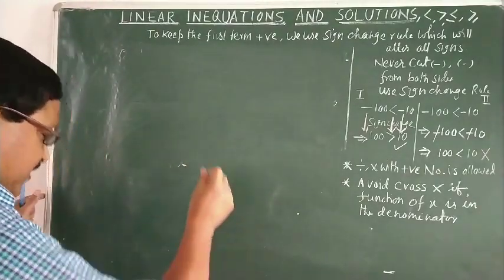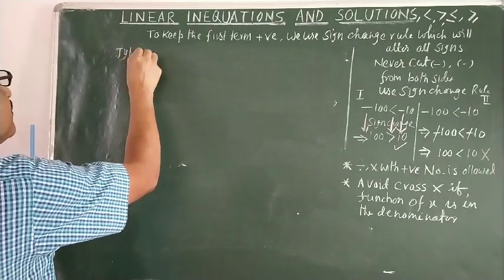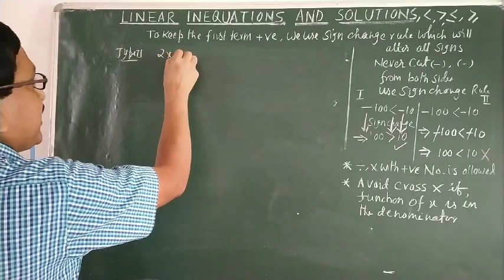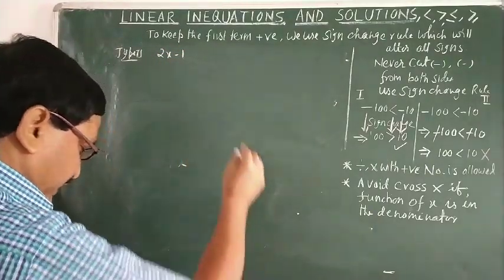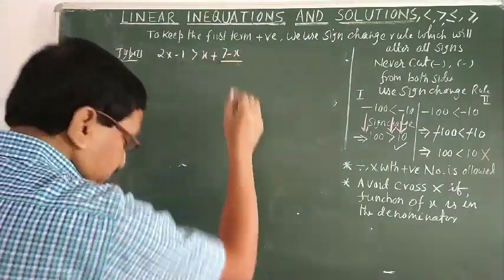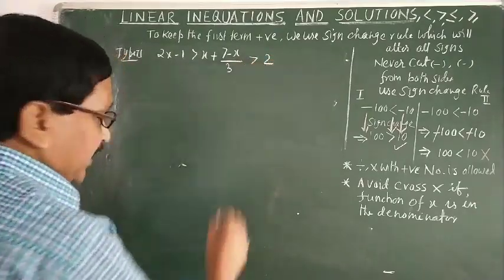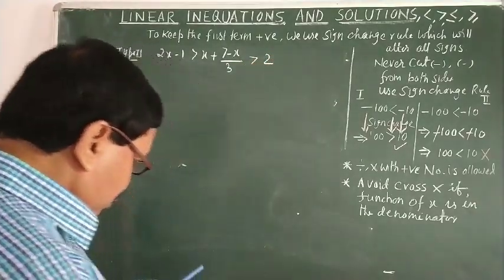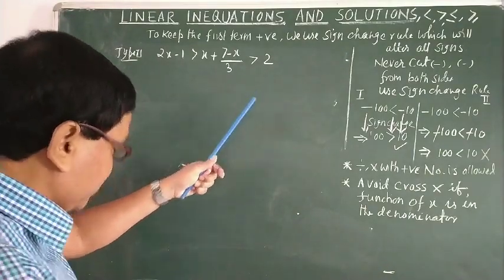Type 2 is 2x minus 1. This is more than x plus 7 minus x by 3 more than 2. Let me verify the question first. 2x minus 1 is more than x plus 7 minus x by 3 is more than 2.